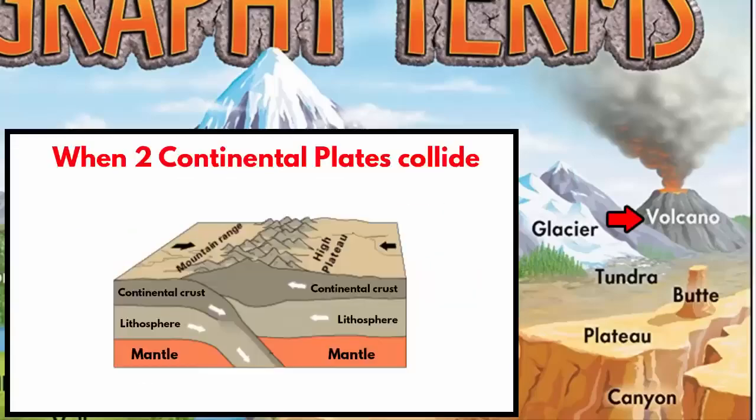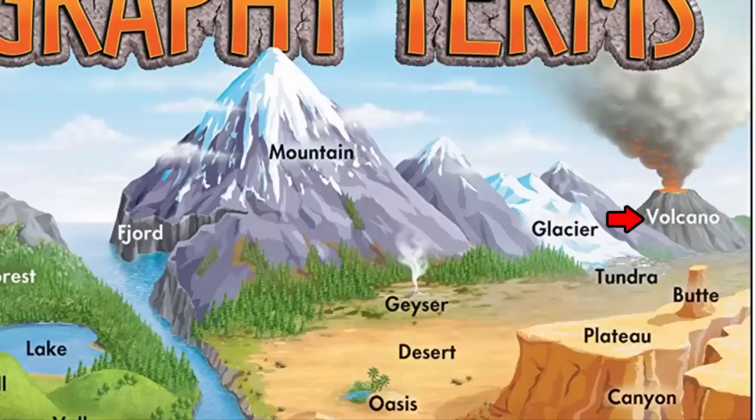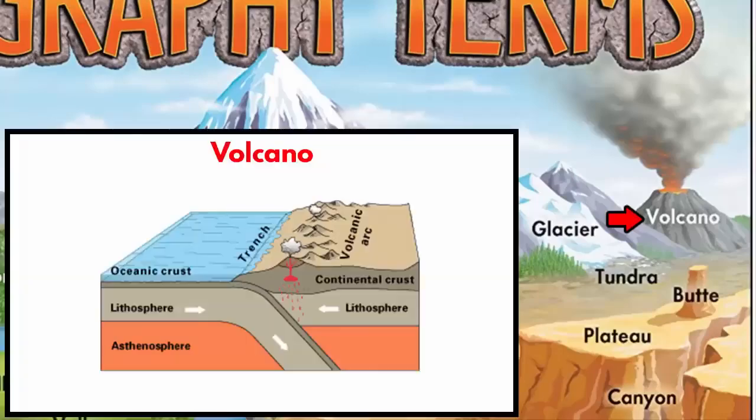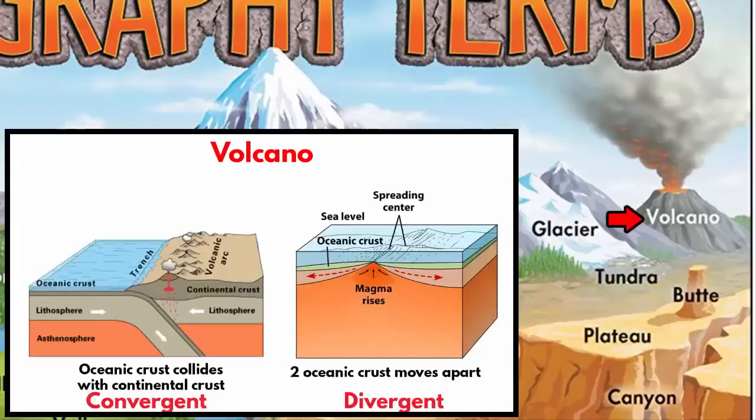If the same kind of plate collides, they crash like cars. They typically bend, break, and crumble, creating folds and mountain ranges like the Andes, Swiss Alps, and the Himalayas. A volcano occurs in an area where an oceanic plate collides with a continental plate, or when two oceanic plates collide, as well as when they move apart from each other.